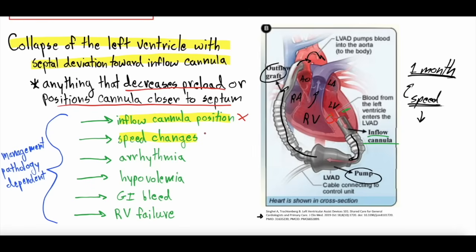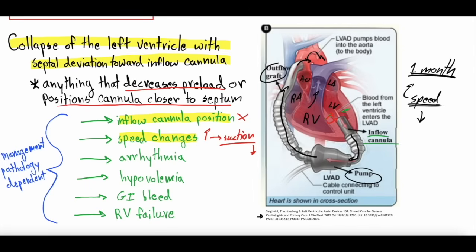Speed is something you have to change, though. We've talked about that in those previous videos. So let's just say someone had a recent increase in their speed and that led to more suction events. It's probably the increase in speed, for which the inflow cannula is sucking blood out of the left ventricle, that's leading to the suction event. So sometimes what you need to do is decrease the speed, as we talked about over here.